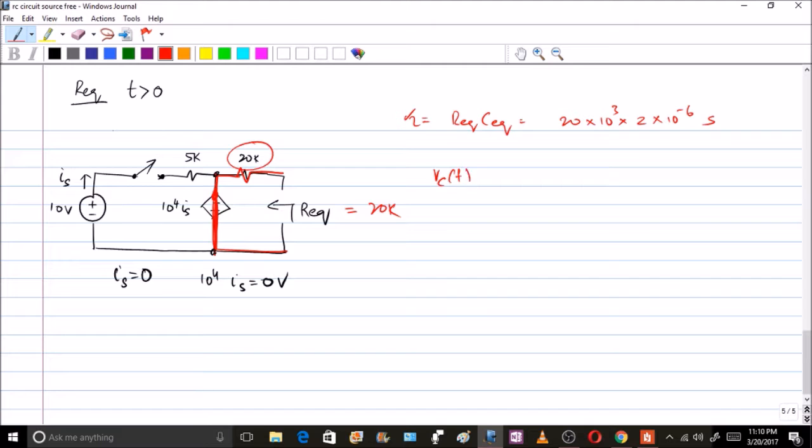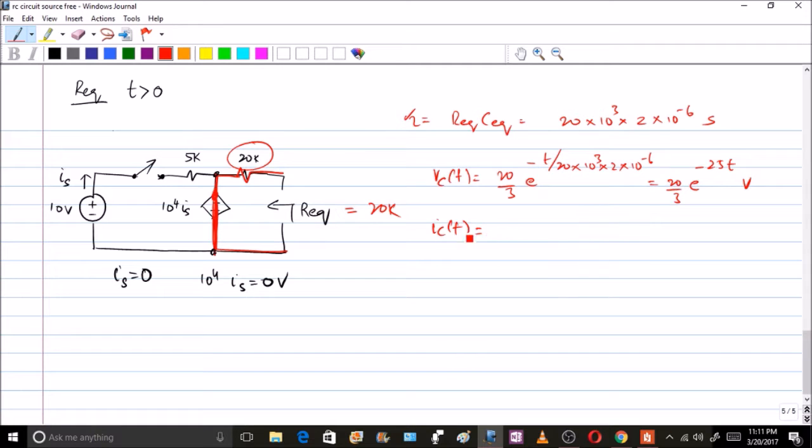So let us write the value of Vc of t. Vc was 20/3 e power minus t divided by 20 into 10 power 3 into 2 into 10 power minus 6. After doing a little bit of algebraic calculation, I can find 20/3 e power minus 25t volts. Now the second part of the problem is finding the value of IC of t.